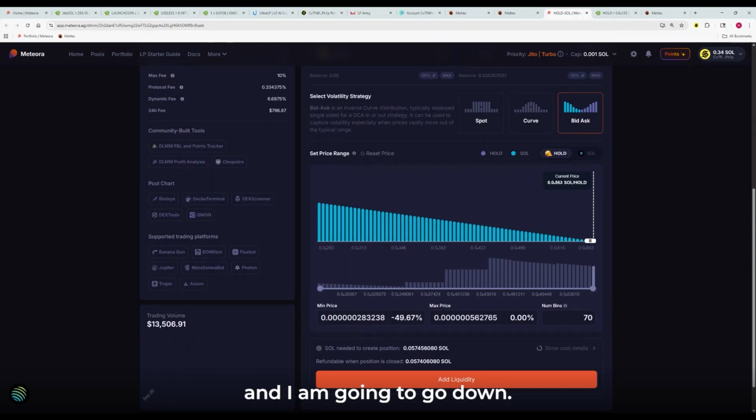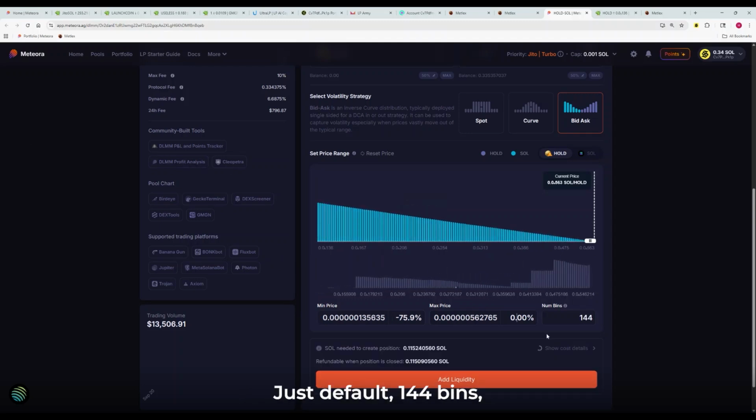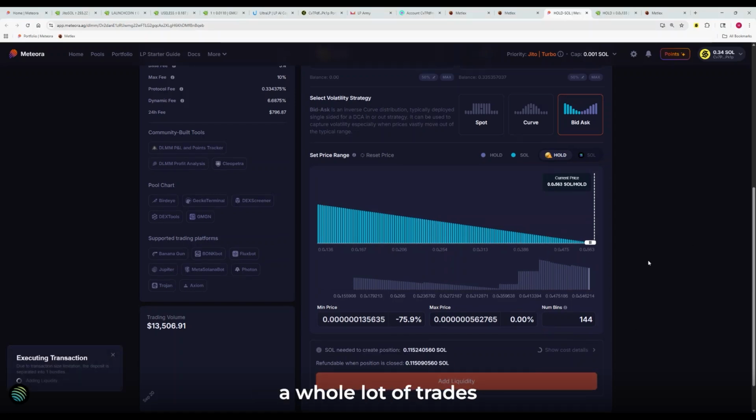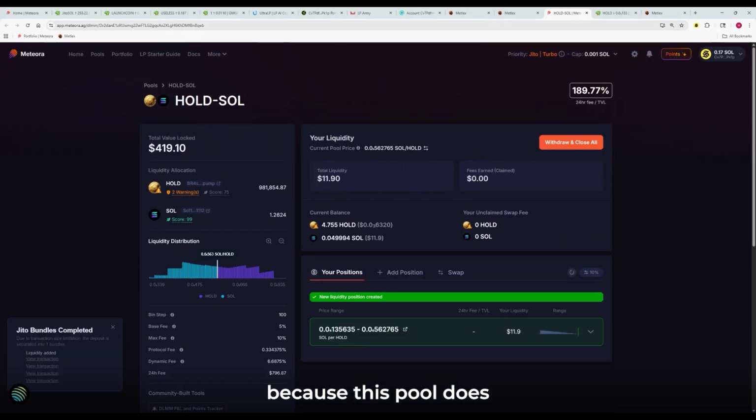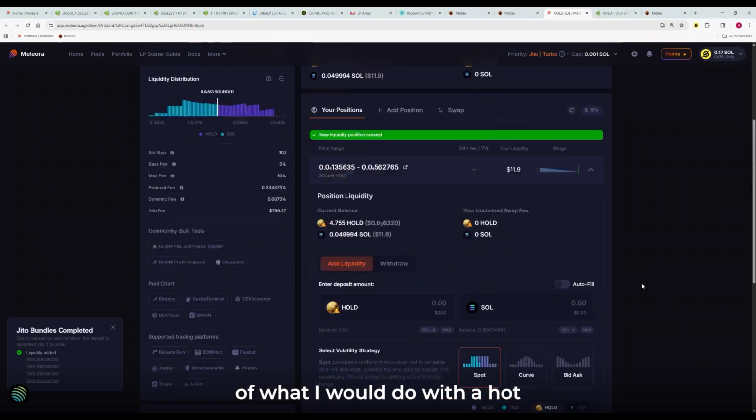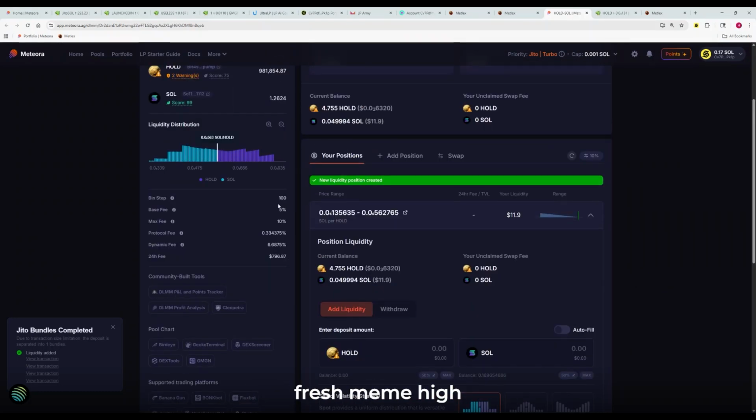And I am going to go down. I'm not even going to look and measure how much on that chart. I'm going to do negative 75% on this, just default. 144 bins, add liquidity, and that's it. Now, I'm probably not going to get a whole lot of trades because this pool does not have much liquidity in it, but that's the very basic of what I would do with a hot, fresh meme, high fee, and bin step.